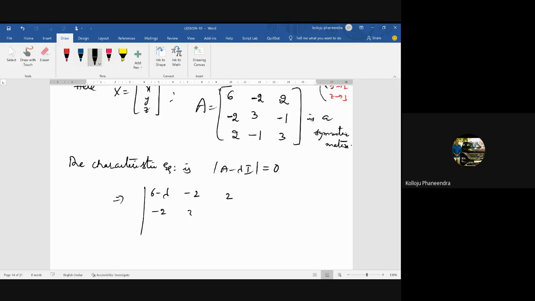Already, did we solve this problem? Check it. Anyone? Already solved this? Anyone?